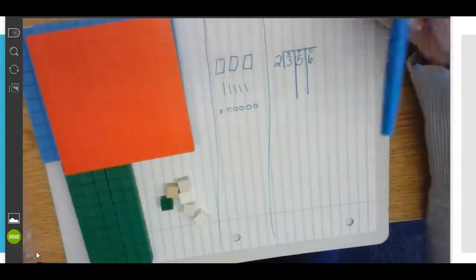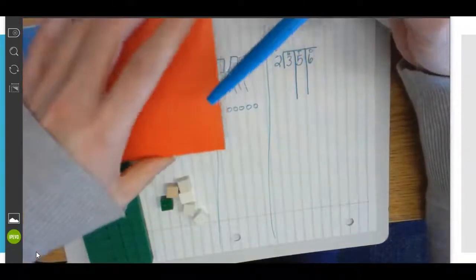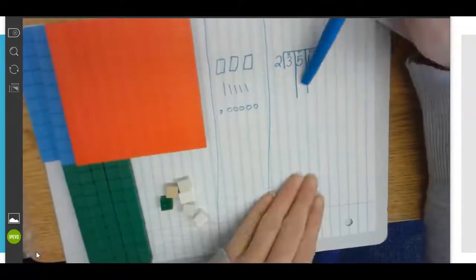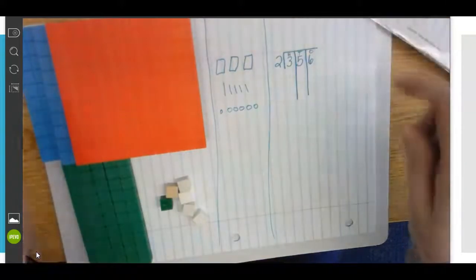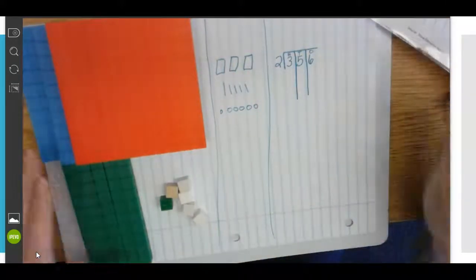Now, as a teacher, you can choose, I would do this with the base 10 blocks and the drawing and then add the numbers, but it's up to you. I'm going to show you all three so you can make sense of it.